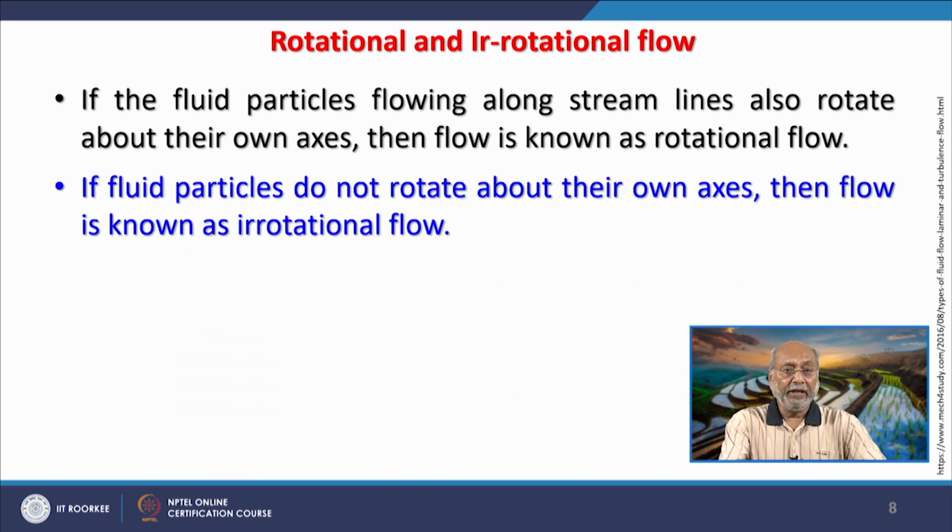And if the fluid particles or water particles do not rotate about their own axis, then the flow is known as irrotational flow. Generally, if it is a laminar flow, a steady flow and a uniform flow, then it is likely that rotational flow will not be there, it would be irrotational, but it depends on various other conditions.